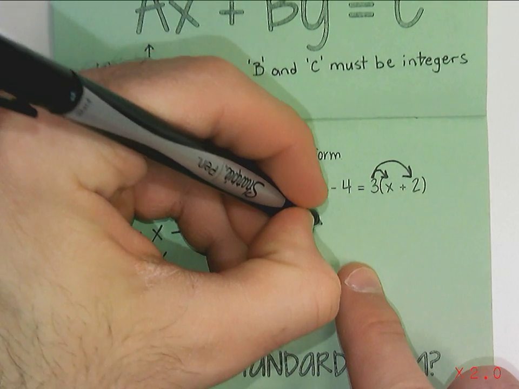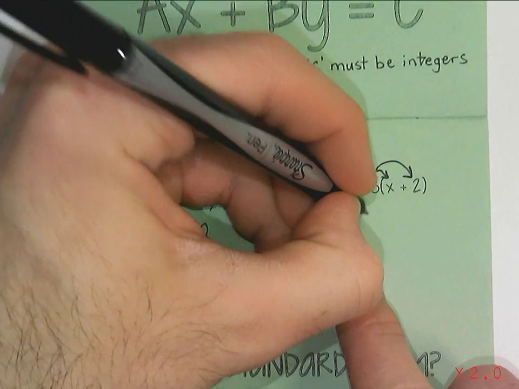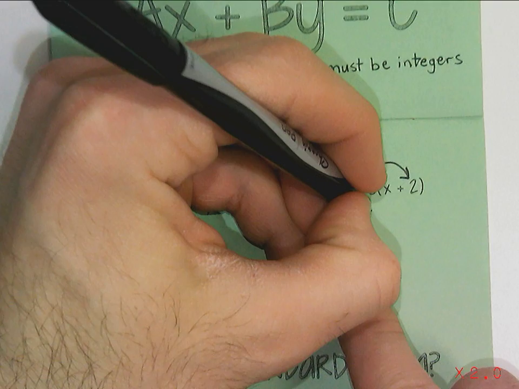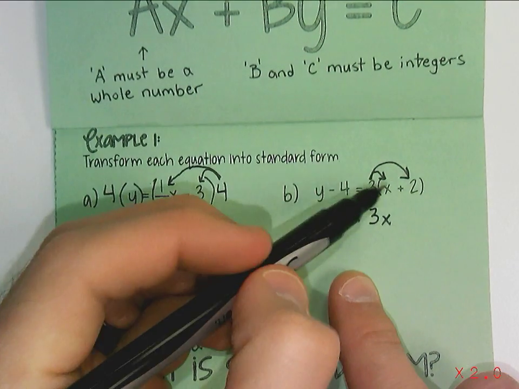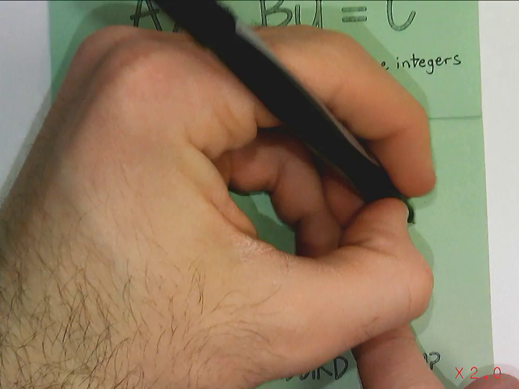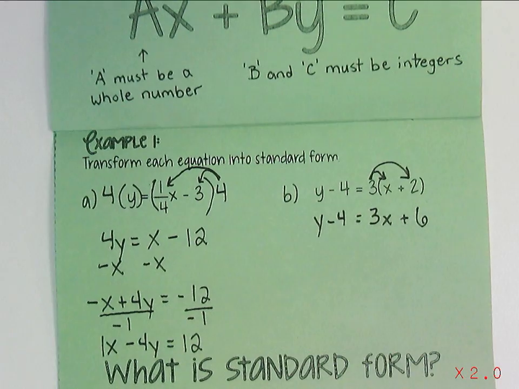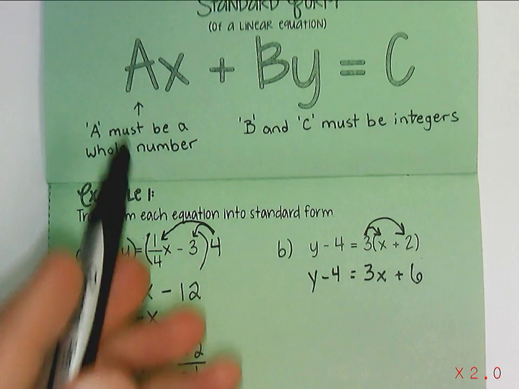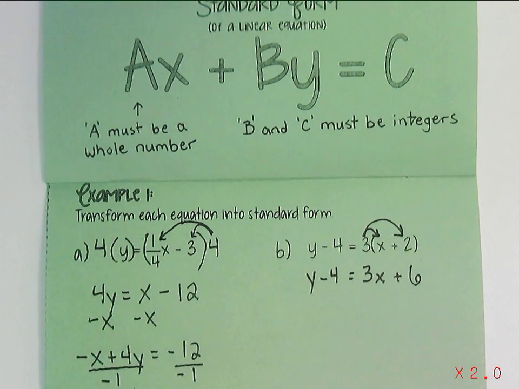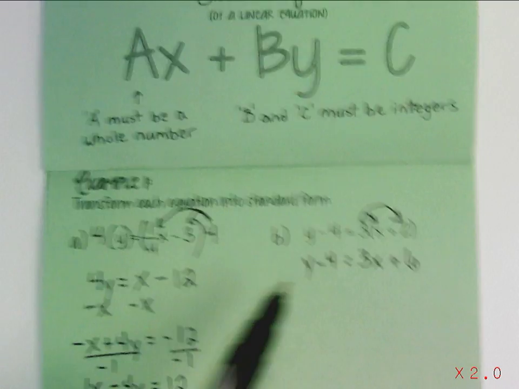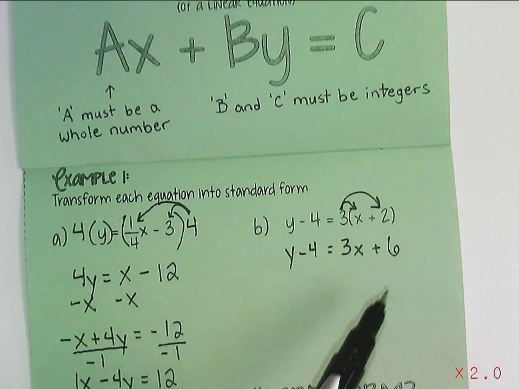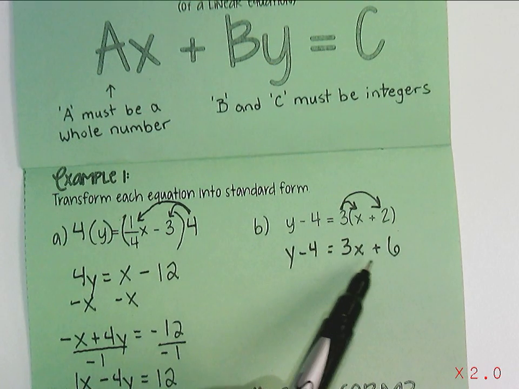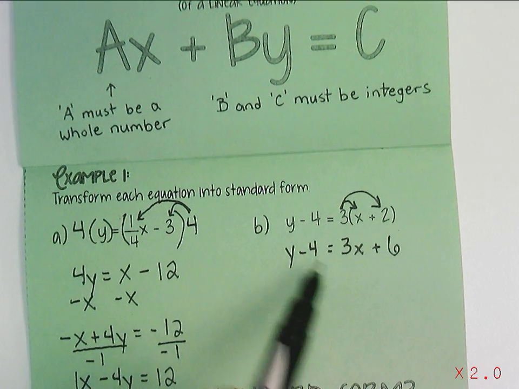So I'm going to rewrite what's on the left-hand side. y minus 4 equals 3 times 1 is 3, and the x would come with, so 3x. 3 times 2 is 6, so we have plus 6. Now remember, our goal is to get this to look like ax plus by equals c. We're transforming to standard form. So we're almost there. I see a problem here with this negative 4 and the 3x. I want the 3x over here and the 4 over here.